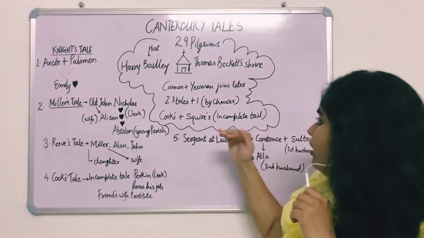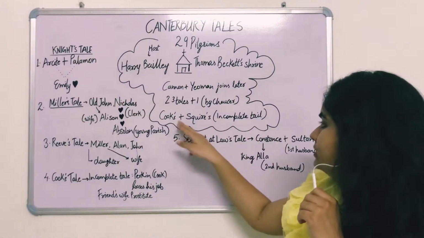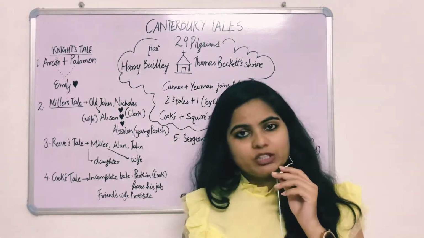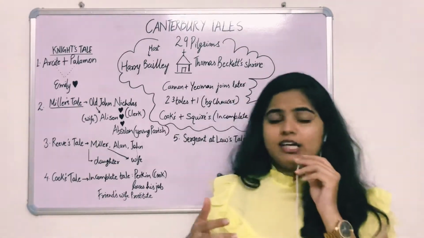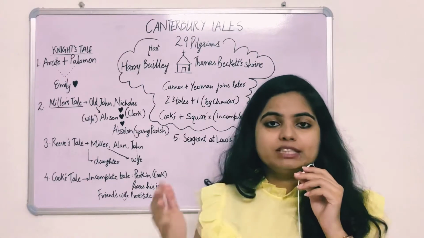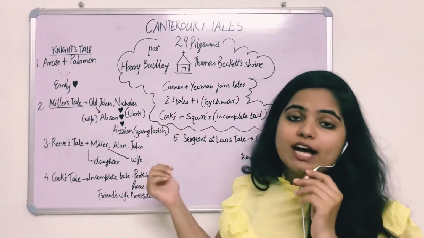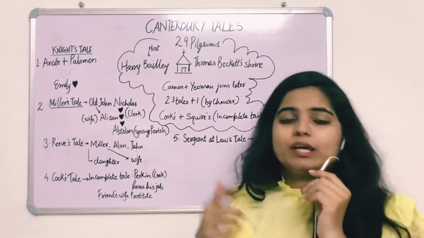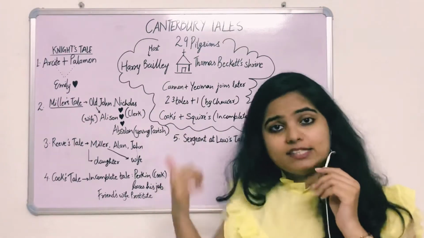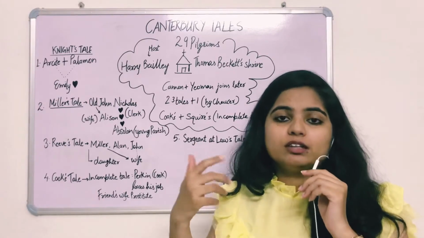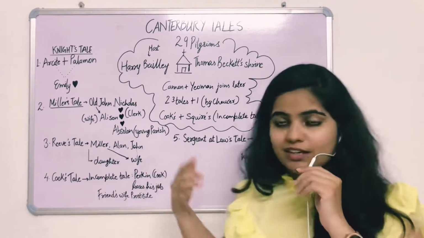And after that, the Cook's and Squire's tales are the incomplete tales here. So you will be asked in a NET or SET question, like who are the people who have incomplete tales in the Canterbury Tales. The answer is the Cook's and Squire's tales. Who is a Squire? Squire is the son of the Knight in this poem, and in real life also, a Squire is called the son of a Knight, right?